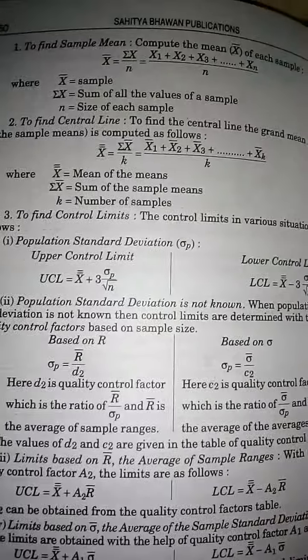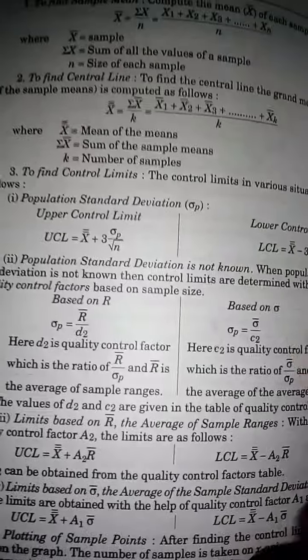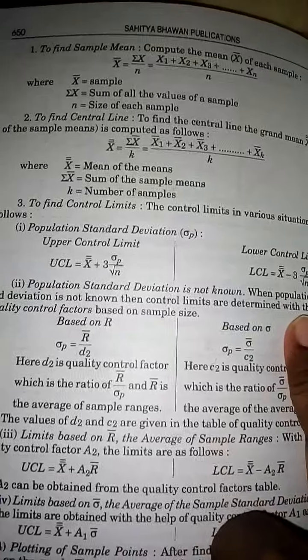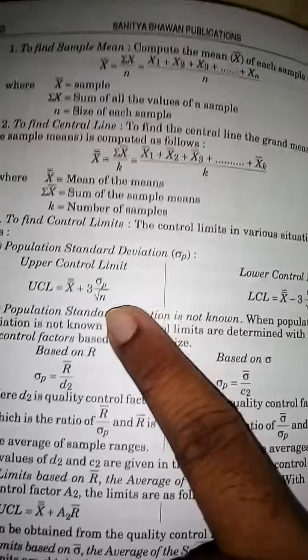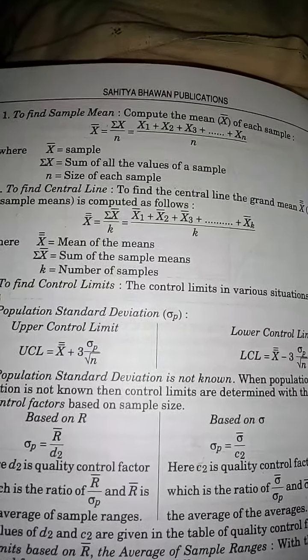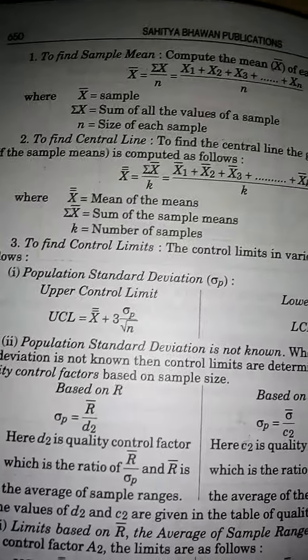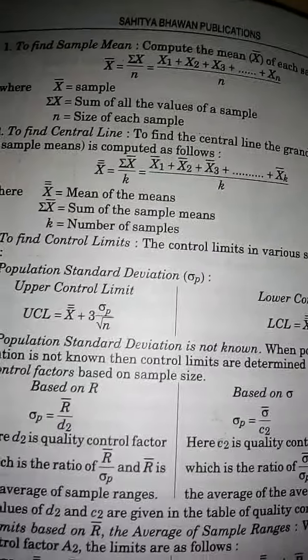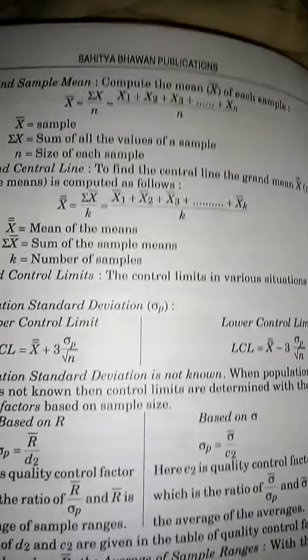If we can understand the formula, we can easily put the values in it and our answer can be easily computed. Now to find the control limits, upper control limit and lower control limit. If the population standard deviation is given, we have to use this formula. UCL is mean of mean plus 3 population standard deviation divided by root n. And for the lower limit, no need of understanding, just put the minus.